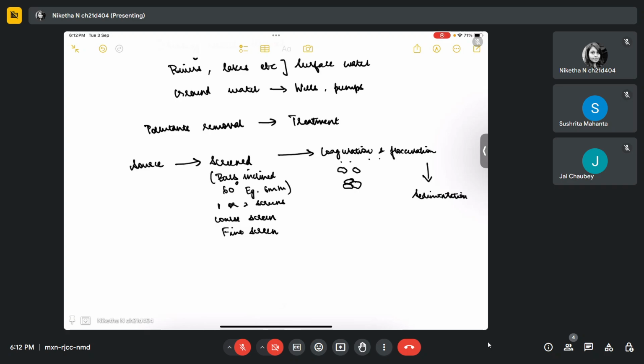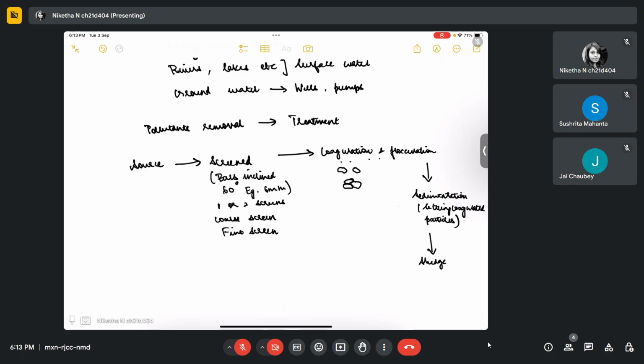Sedimentation is followed by coagulation and flocculation, because after the flocculation, we need a separate tank where the coagulated particles can settle down. That is why we have sedimentation. And whatever sedimented coagulated material is collected is called sludge. And this sludge will be disposed.